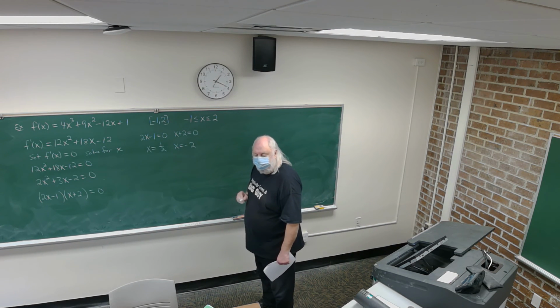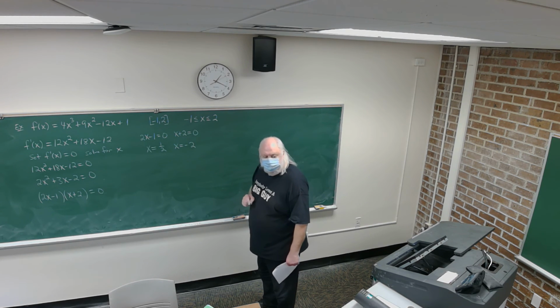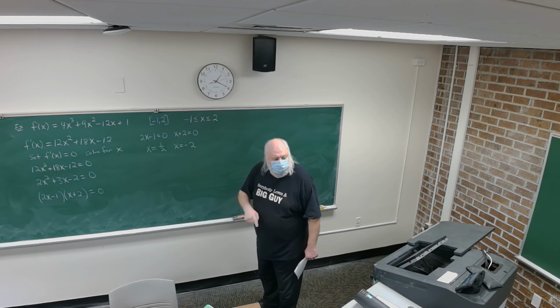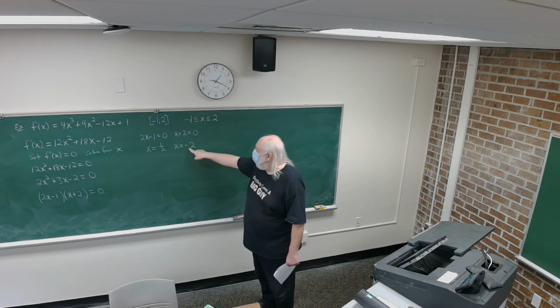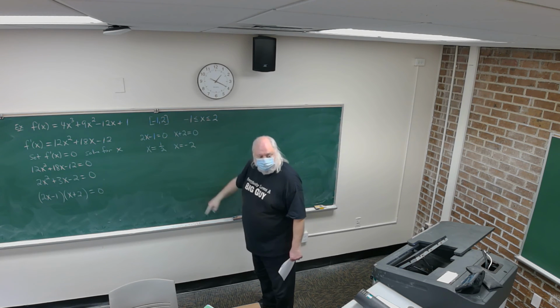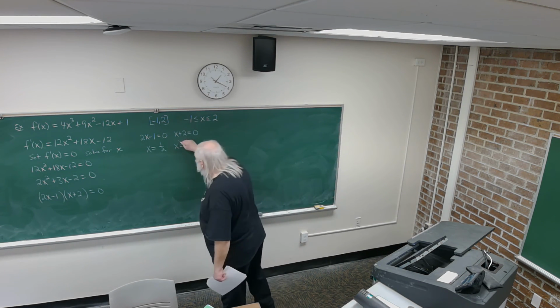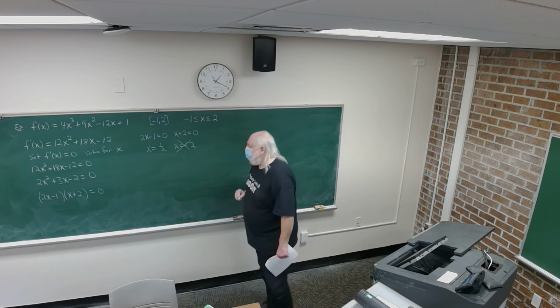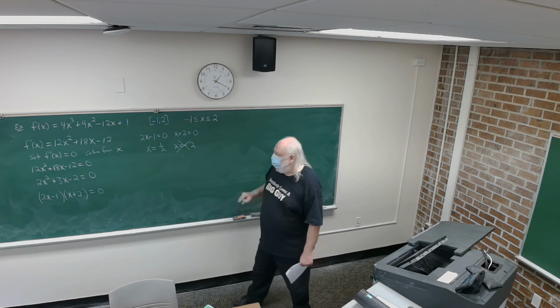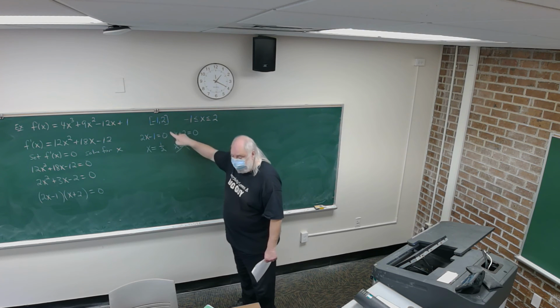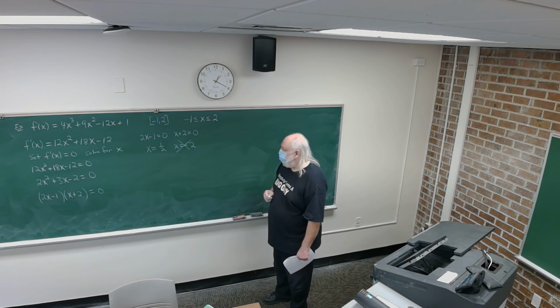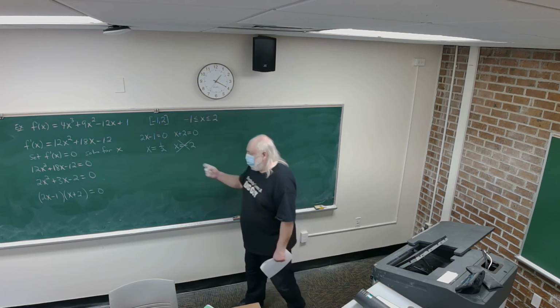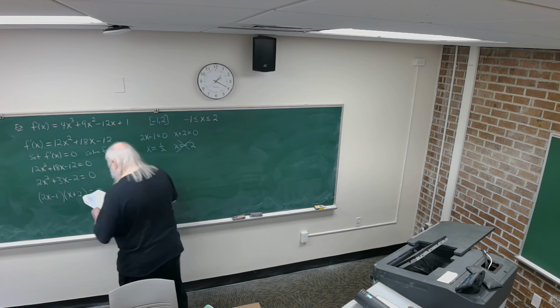There's one small issue with our answer here for x. What is it? Does anybody notice? Pardon? It's not within the closed interval. Yeah, minus 2 is not between minus 1 and 2, right? So minus 2 is not a critical number of this function in this interval, for x from minus 1 to 2. So there's only one critical number, x equals 1/2.